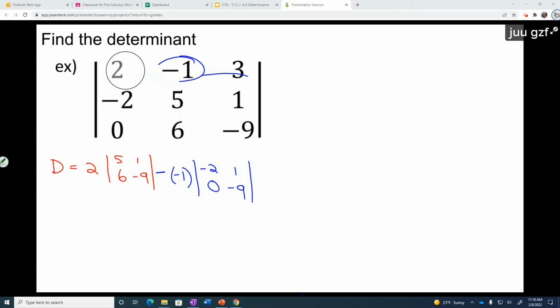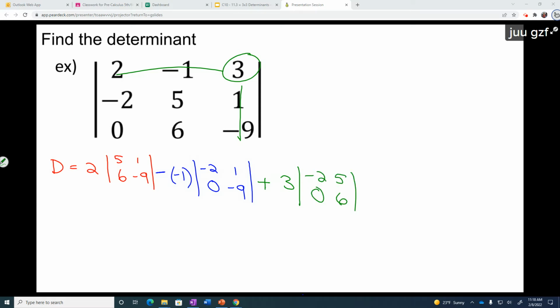And then our third one, move over to 3. We're going to exclude this row and this column. So then it's a plus 3 times the determinant of negative 2, 0, and 5, 6. Plus minus plus. And then it's just going to be doing 3 of these 2 by 2 determinants. You can do part of this in your head if you're doing it in your head. That's perfectly fine. You get the 2 there, and then parentheses is going to be negative 45.